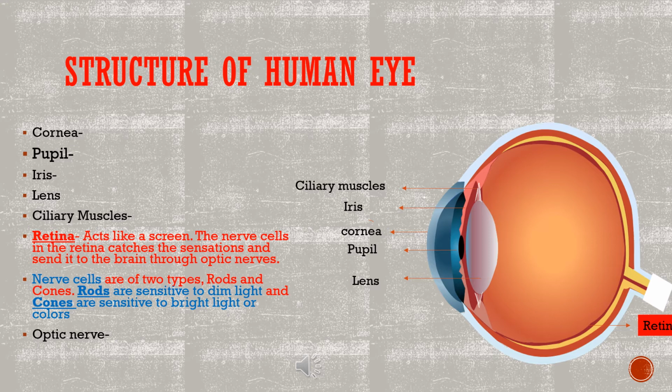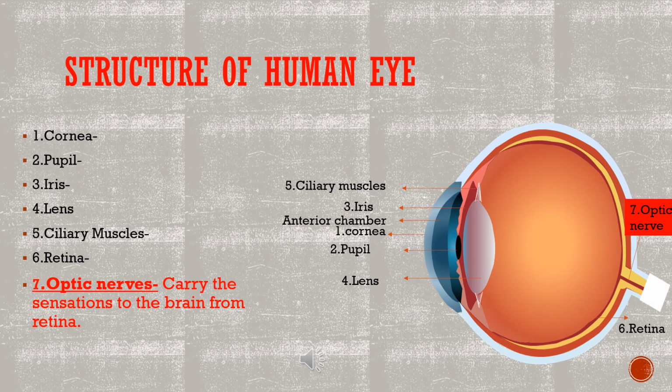So the retina acts like a screen. The nerve cells in the retina catch the sensations and send them to the brain through the optic nerves. You can see the optic nerves in the picture. Optic nerves, how will you define them? They carry the sensations to the brain from the retina. Optic nerves are nerves that carry sensations to the brain from the retina.